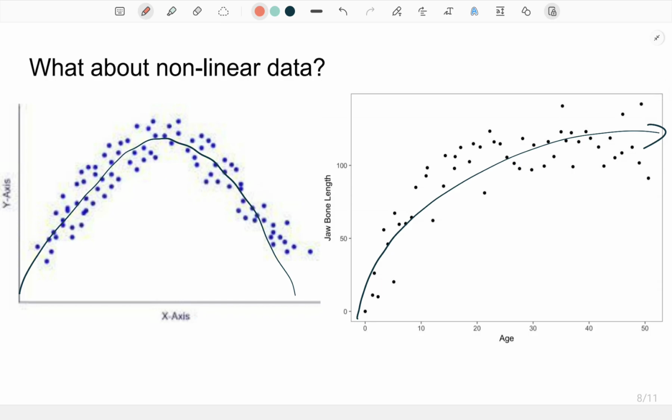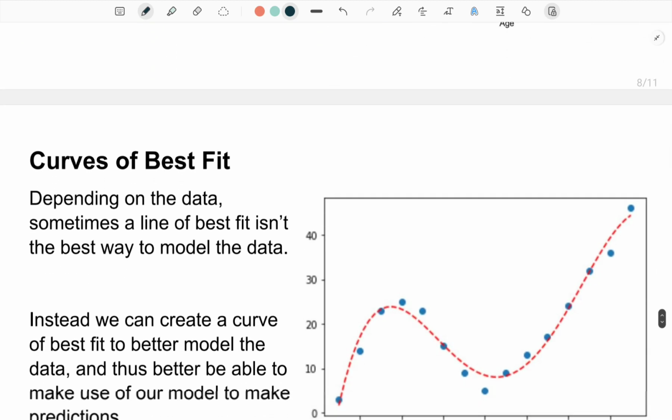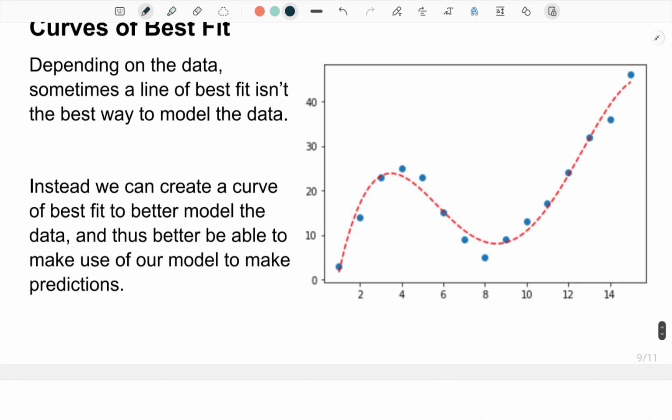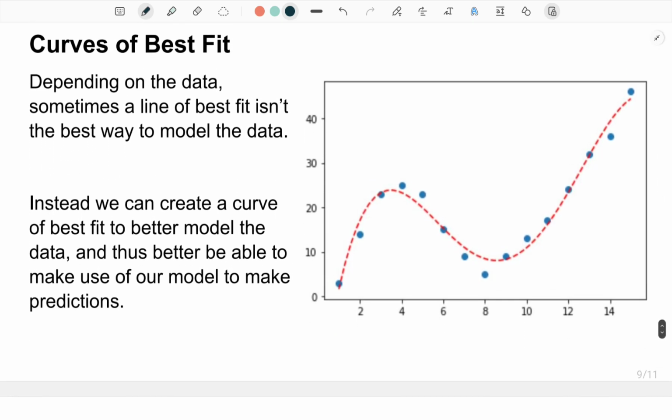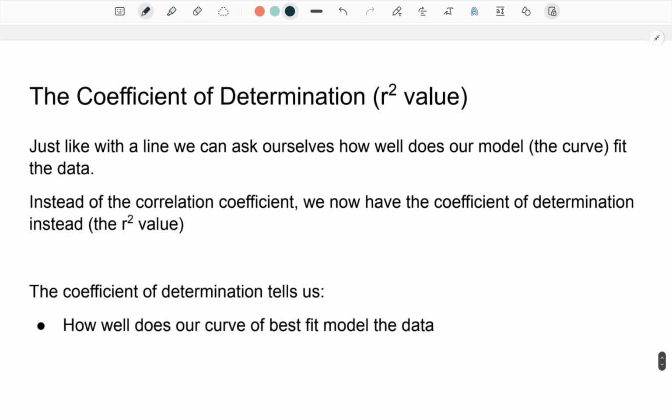So we want to figure out how we can say how good that curve fits the data. We're going to do that, but in a slightly different way from what we did with the linear correlations up above. We have curves of best fit. For a curve, we have a different value. It looks very similar. Instead of the R value, it's now the R squared value.